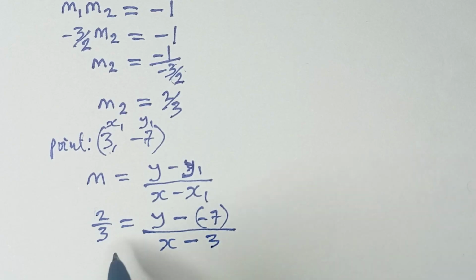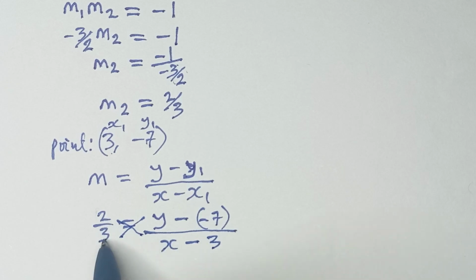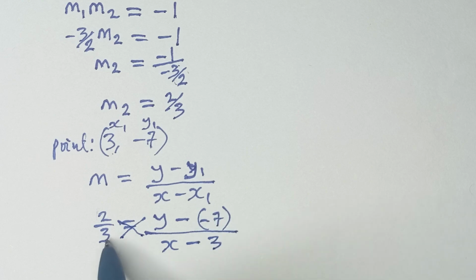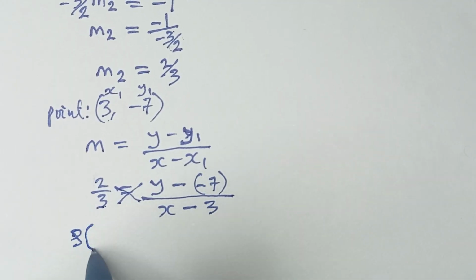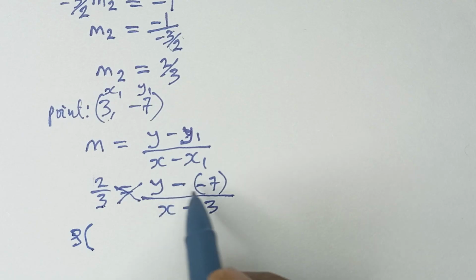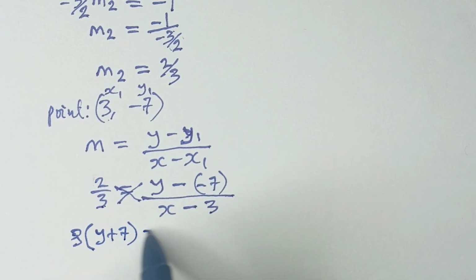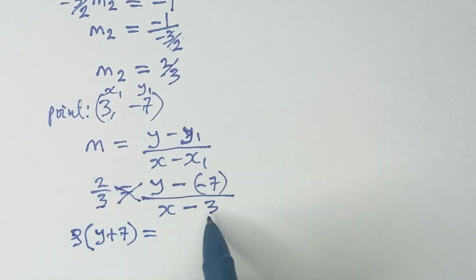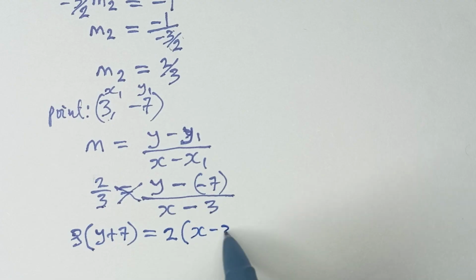So we can now cross multiply. Cross multiply means this 2 multiplies what we have here, and this 3 multiplies what we have here. So we write this 3 to multiply this y, and negative becomes positive. So it becomes y plus 7. And that will be equal to 2 coming to multiply this denominator. So I have 2 bracket open x minus 3.